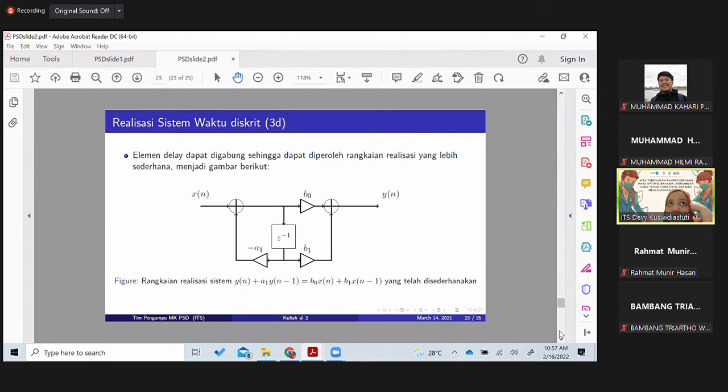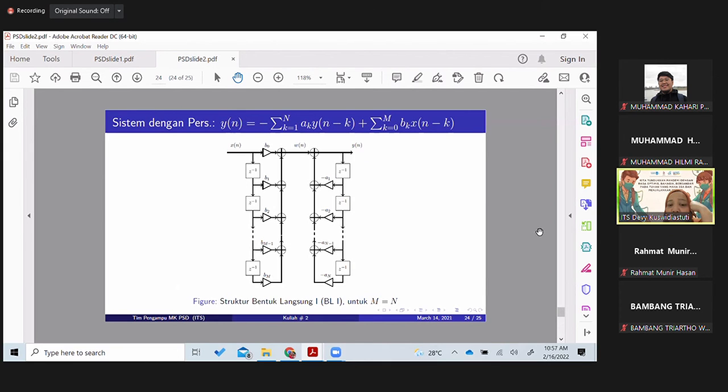Because in making a system, usually we always try to save the requirement for memory. So our system will be more efficient. So this is the general form of the diagram.